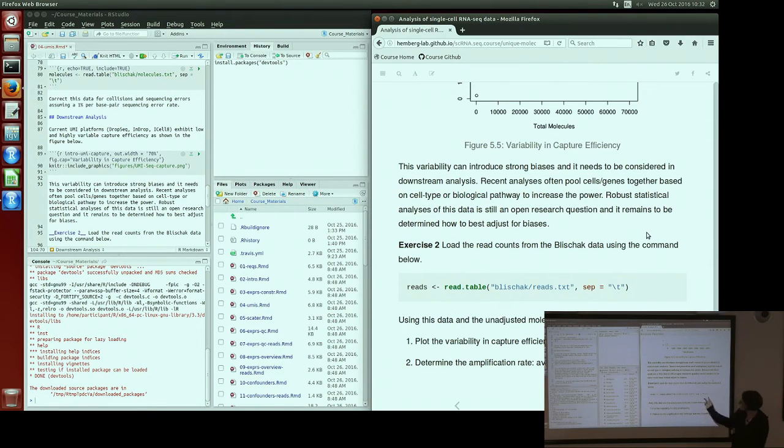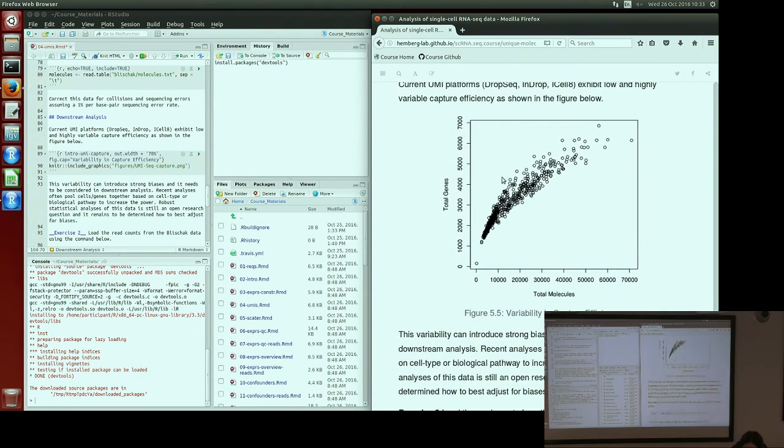So we have exercise 2, where now you can load the reads as well, and then plot the variability of capture efficiency for this data set, and then try and estimate the amplification rate, so the number of reads per UMI. So how many times are we seeing each of the UMIs in this data set? Oh, so capture efficiency is this plot: number of molecules versus number of genes detected.